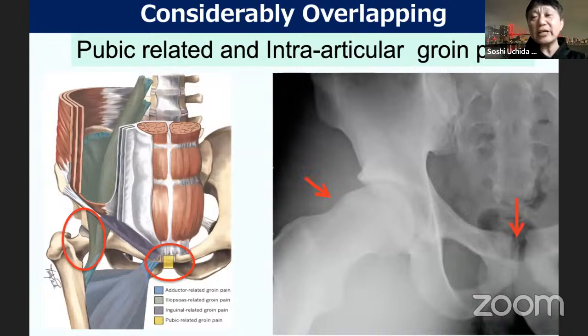This patient is a 17-year-old male soccer player. The X-ray shows pubic abnormalities and a bump at the femoral head and neck junction, suggesting cam impingement.